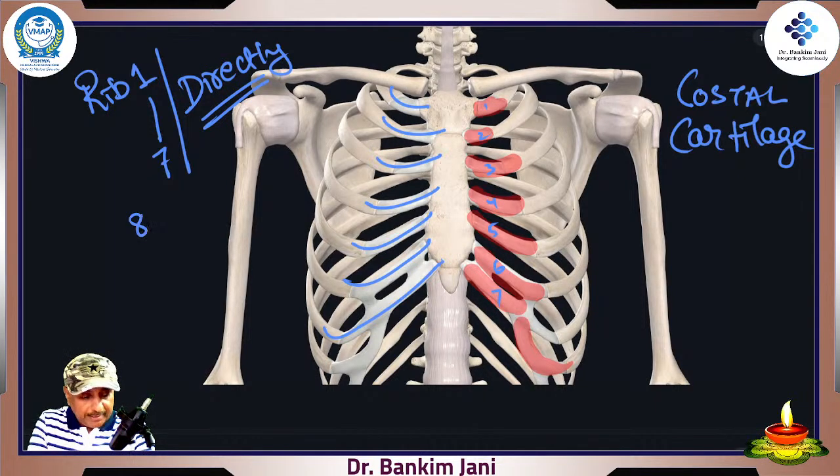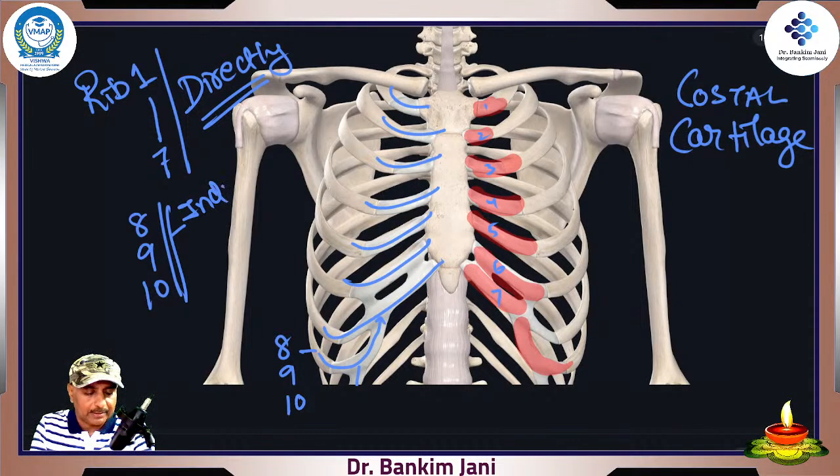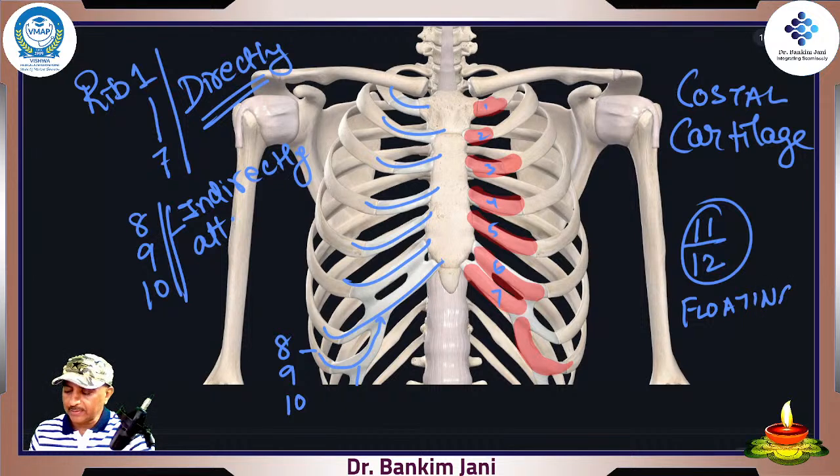Right? 8, 9, and 10, they land up like this. See, this one is number 8. It is going like this. It is attached to rib number 7. Same way it happens to 9 and 10. So 8, 9, and 10 are indirectly attached. Quite easy to understand. And then 11 and 12 are called the floating ribs.